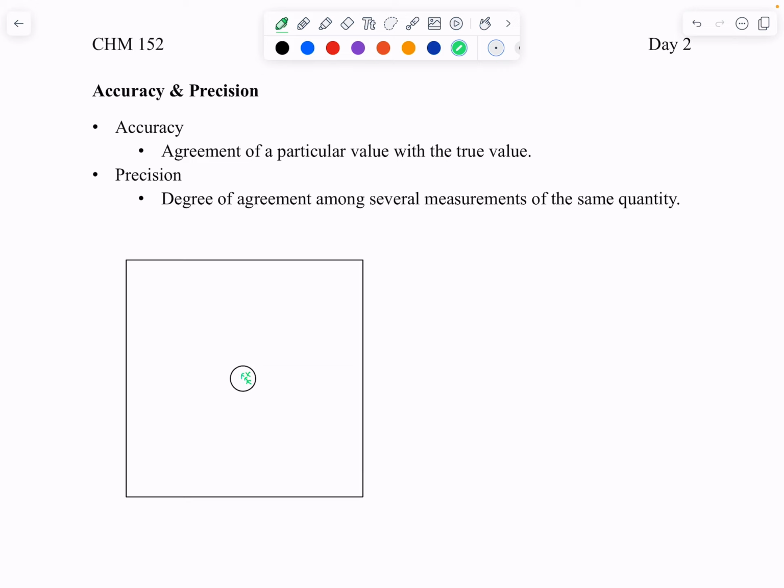So that would be both accurate and precise. So the green X's are both accurate and precise. All right. What if I had one there, there, there, and there? What would that be? They're very tight, right? So the dots here are precise, but they're not accurate.